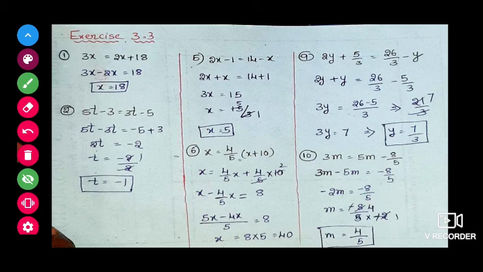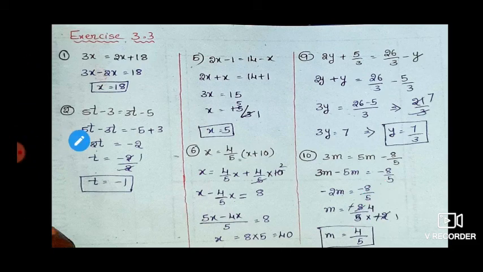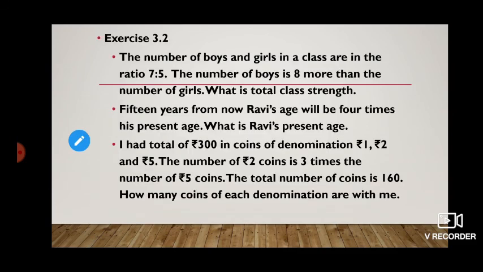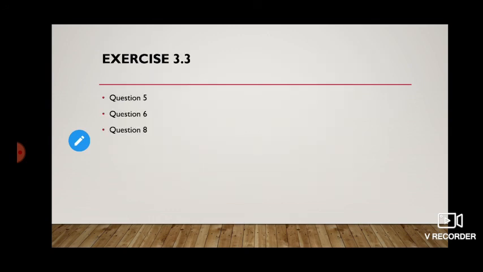That's it. Okay children, in the same way, I have given some sums for you also to do. Exercise 3.2, these are the sums left over. You have to do these, children. And even exercise 3.3, question number 5 from your textbook, you have to take question number 5, question number 6 and question number 8, you have to do in the same procedure.